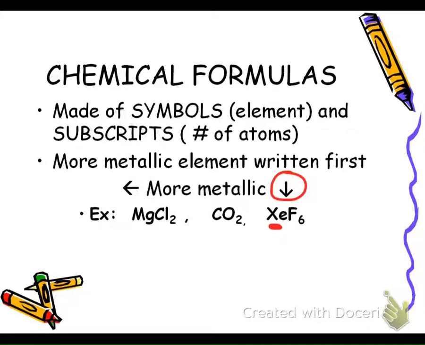Xenon hexafluoride, XeF6, I see that xenon atomic number 54 and fluorine atomic number 9. When I compare them, the fact that xenon is further down in a group is more significant than who is further left. So xenon is more metallic-like and goes first in my formula.